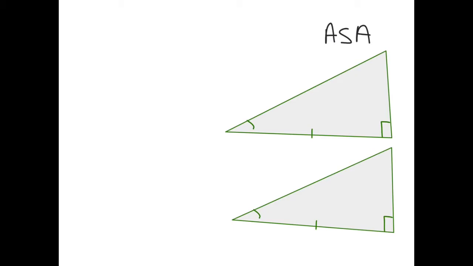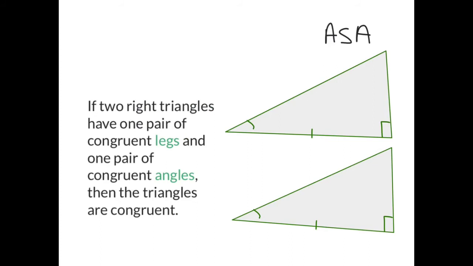But again, because these are specifically right triangles, this is actually going to be called the LA theorem for leg angle theorem, which states that if two right triangles have one pair of congruent legs and one pair of congruent angles, then the triangles are congruent. So you really only need, once they're right triangles, you really only need two things to prove that they are congruent. A set of legs and another set of angles. Another set of angles, not the right angles. Please notice that with the last theorem as well as this one.